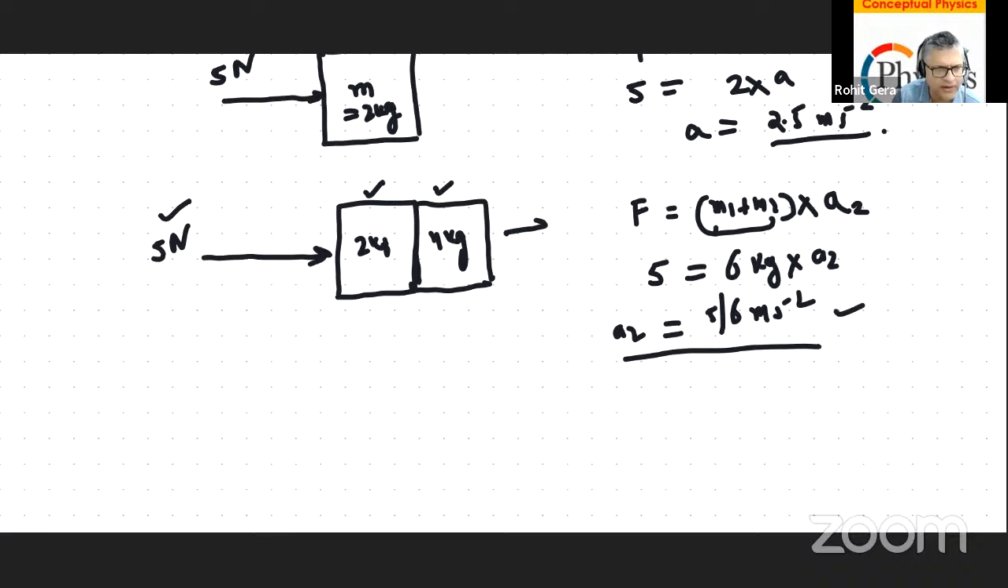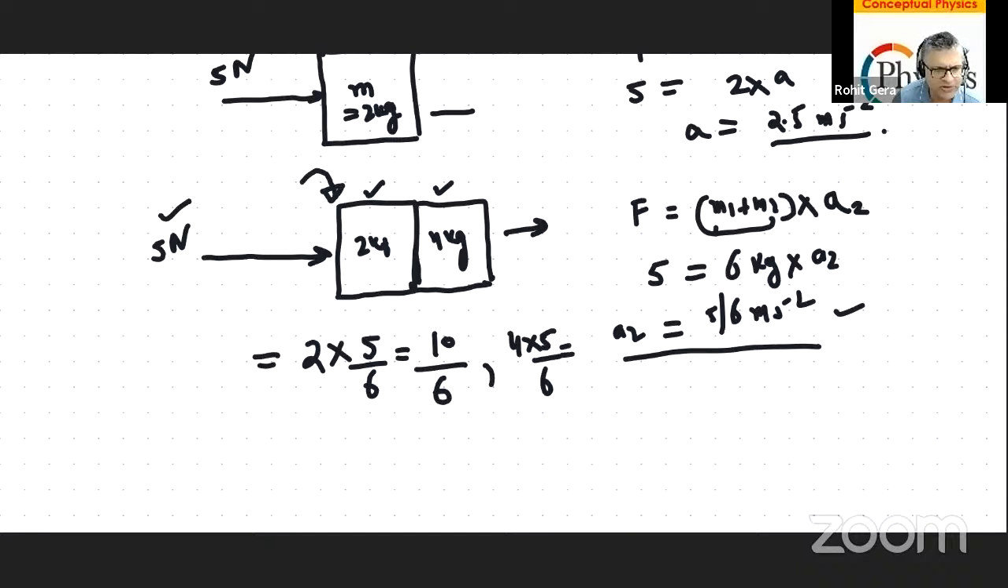Earlier there was only one. Now if I were to ask you what is the force acting on this block, only this block, I know its acceleration, it's 2 kgs multiplied by 5 by 6. So it comes out to be 10 by 6, right? And what about the other one? The other block's mass is 4, and I multiplied by 5 by 6. So this is 20 by 6. 20 by 6 plus 10 by 6 is equal to 30 by 6 is equal to 5 newtons.